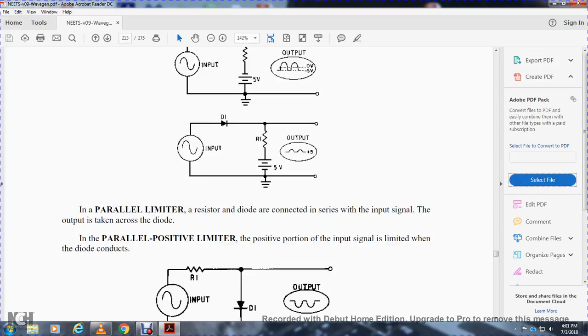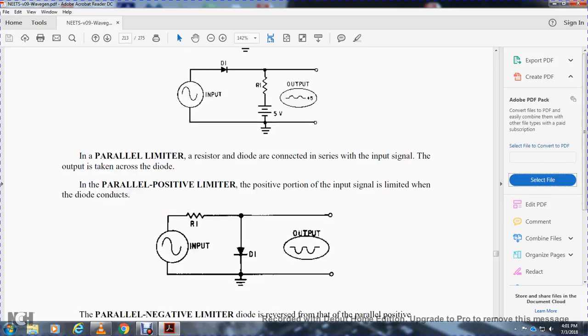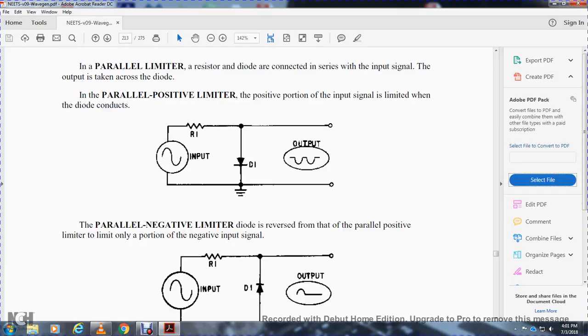Parallel limiter: a resistor and diode are connected in series with the input signal, with the output taken across the diode. The parallel positive limiter limits the positive portion of the input signal when the diode conducts. The parallel negative limiter has the diode reversed relative to the parallel positive limiter, to limit only a portion of the negative input signal.